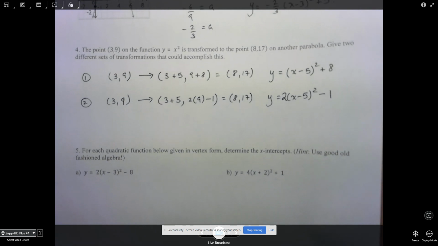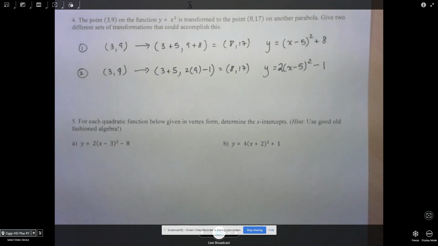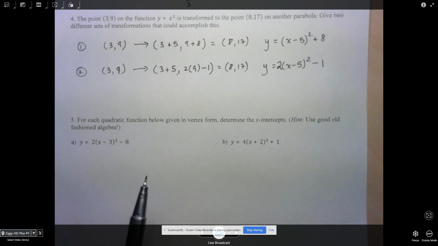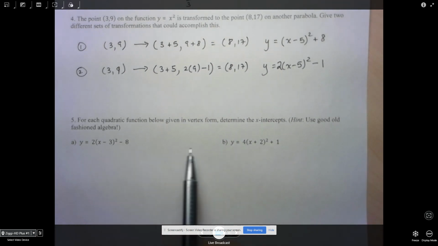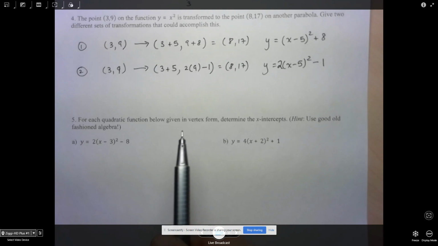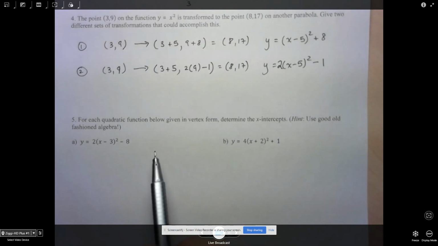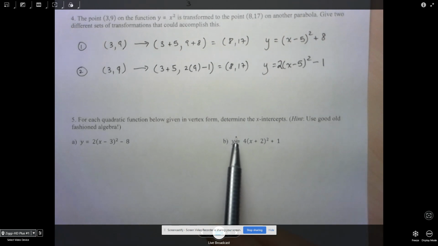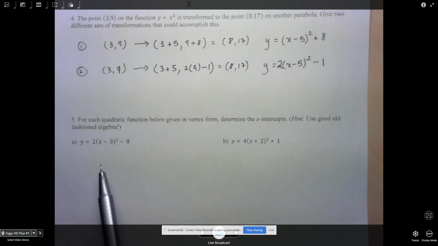This will be the last one for today, and this is actually going to give us an idea of what we're going to be doing over the next couple of units after this one. It says, for each quadratic function, which are both given in vertex form, determine the x-intercepts. We saw previously that if you had factored form, which gives you the x-intercepts, you could determine the vertex. Can you go backwards? The answer is, well, yes, you can.